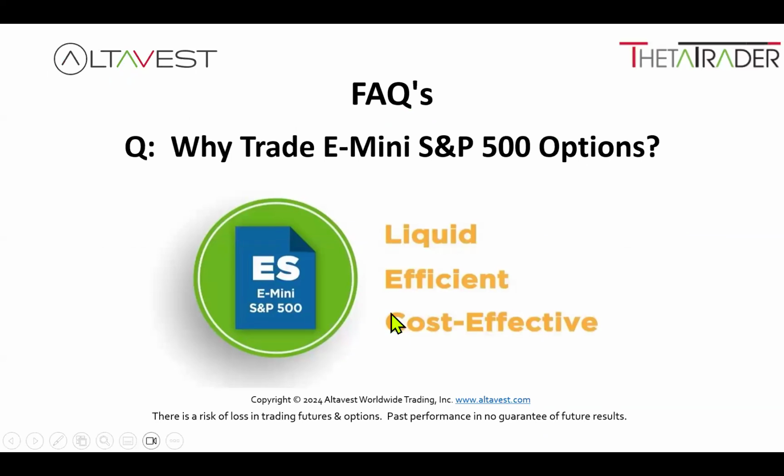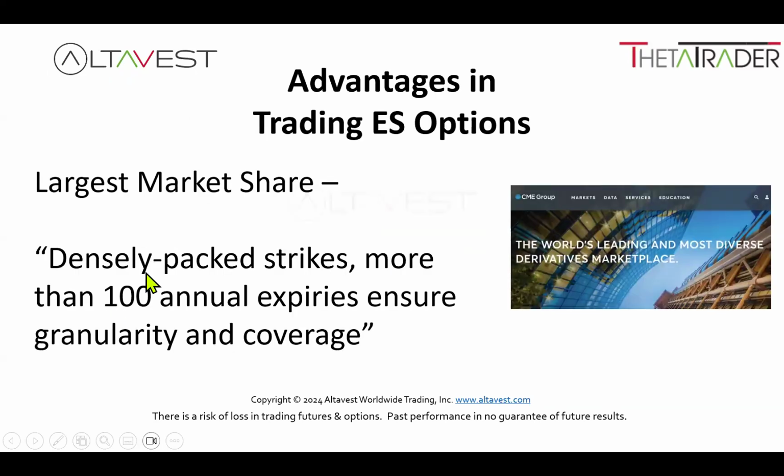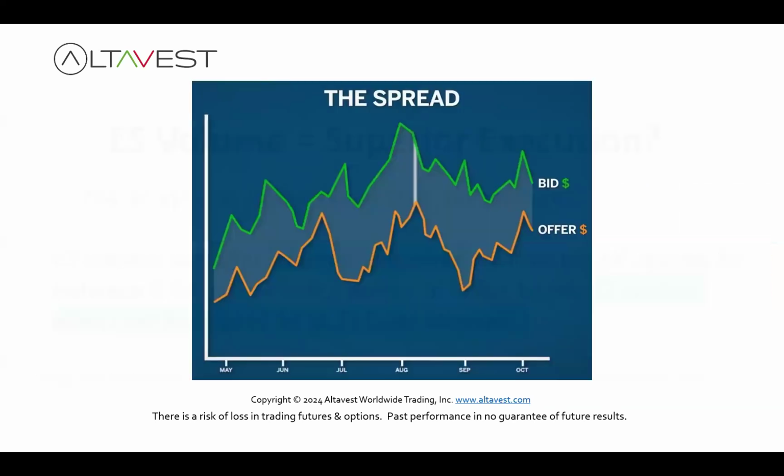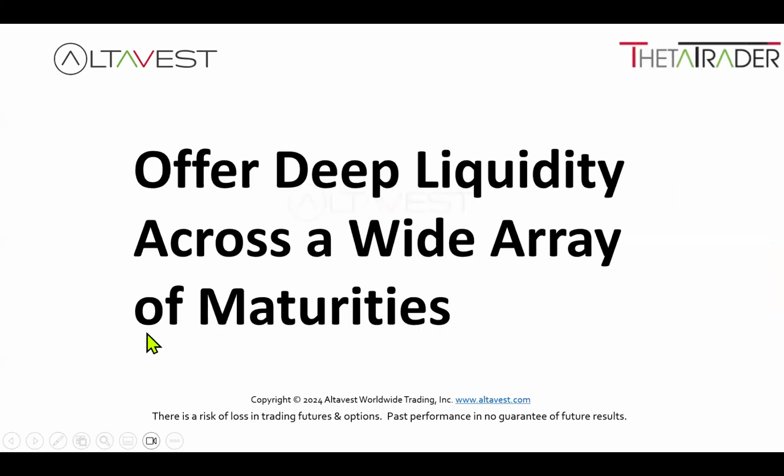And again, we talked about the E-minis. Why the E-minis? Well, they're liquid, they're efficient, they're cost effective, with a large market share. So you have strike prices and annual expiration, so you get the granularity and the coverage that you need for the algorithm to really find those trades. And that liquidity means you get superior execution. According to the CME Group, there is a cost savings of $4 to $15 per contract trading on the E-minis, in particular the S&P 500. So you have a tight bid-offer spread is what they're talking about. Again, we talked about that liquidity.